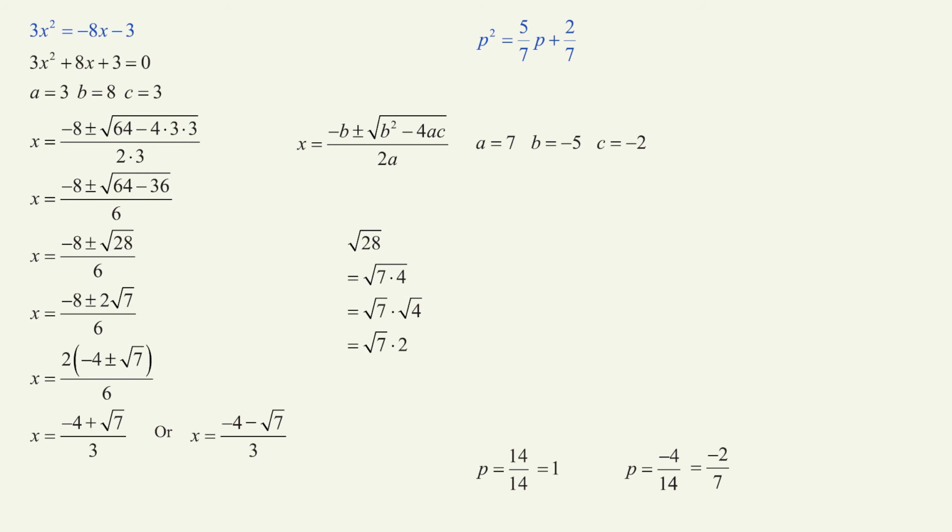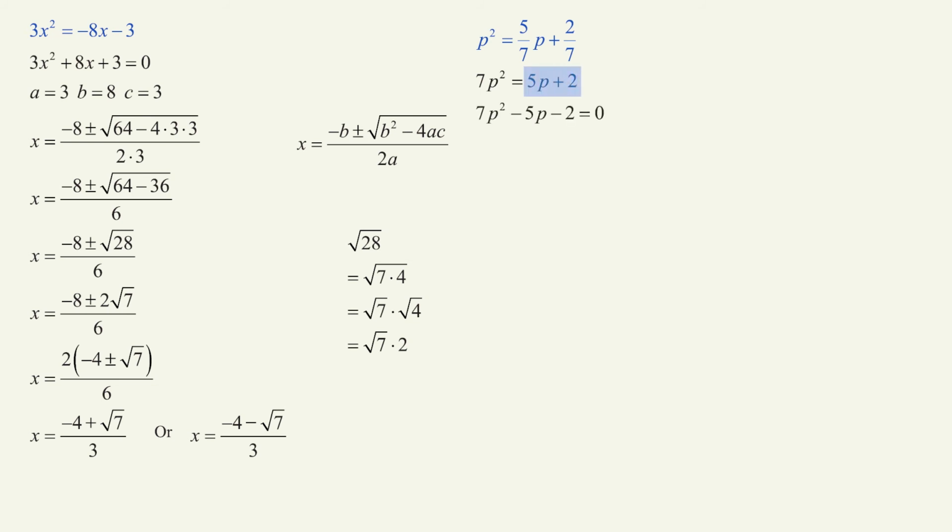Here's the solution. To bring it to the general form, multiply all the terms by 7, then move these two terms to the left side. Now we can get the values of a, b, and c, which are 7, negative 5, and negative 2 respectively. Plug these values into the quadratic formula.